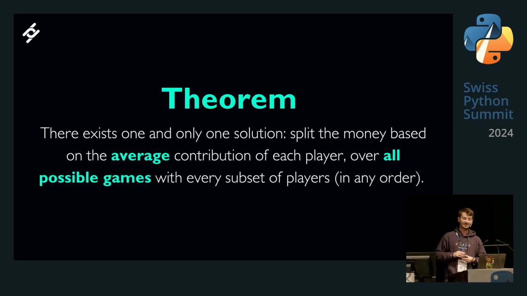If we translate this theorem from game theory to machine learning, this means there is one and only one way of computing the contribution of each feature towards the prediction. And this way is averaging the contribution of every feature for each possible subset of features of our dataset. This sounds like a computational nightmare, because it is.